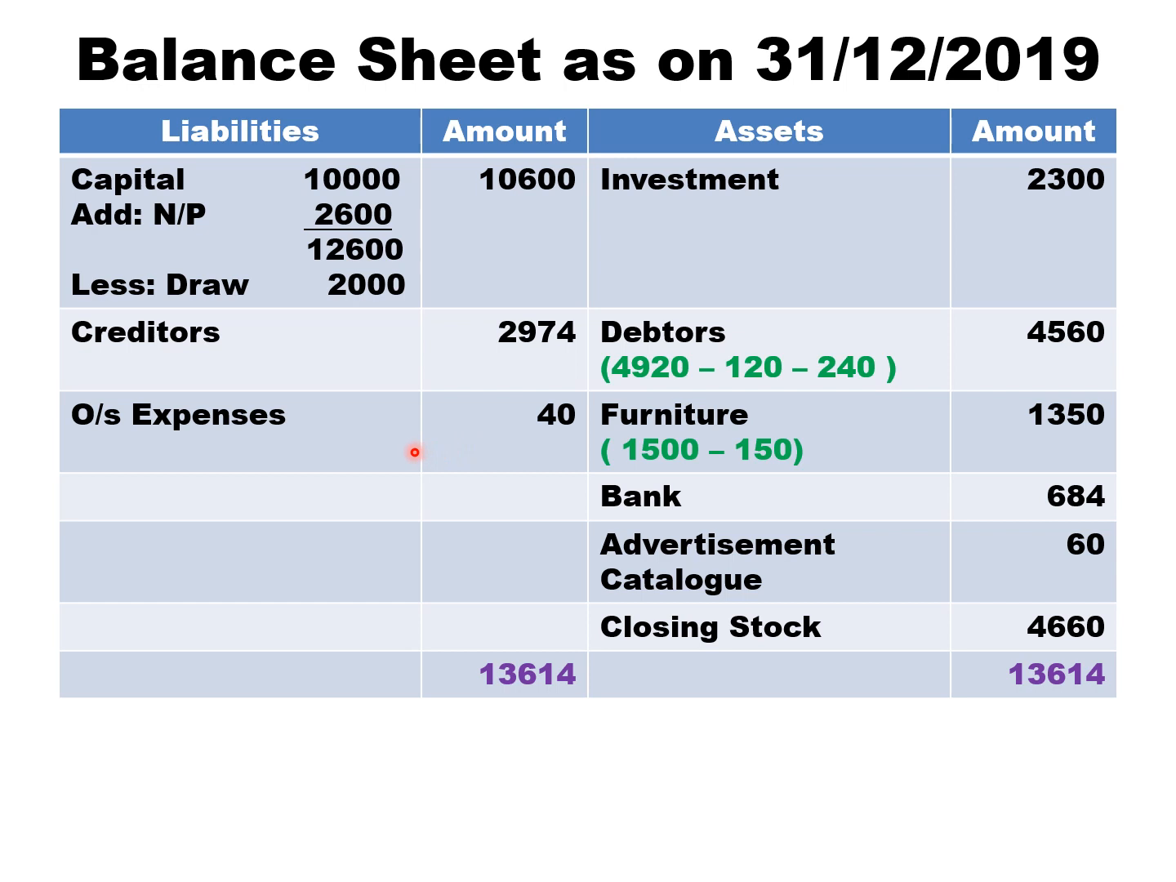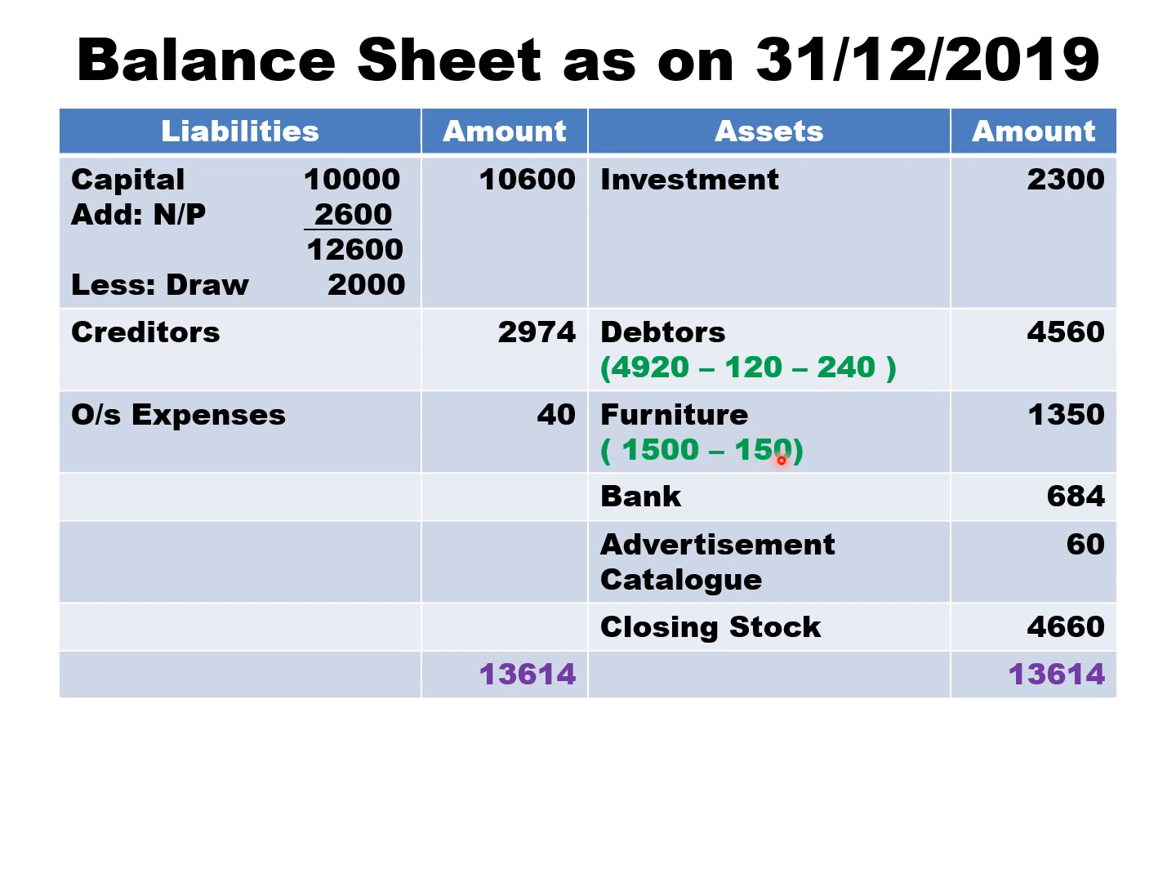Then creditors, we have outstanding expenses given in adjustment 40. So outstanding is treated as a liability, unpaid. Then we have investments, that's called shares in B Limited, 2,300. So it's called shares in B Limited as investment. Debtor 4,920. Less bad debts 120. Less new RBD 240. Calculation done in PL account.